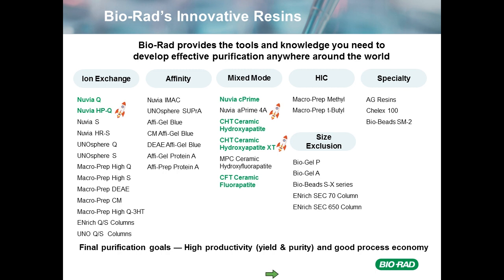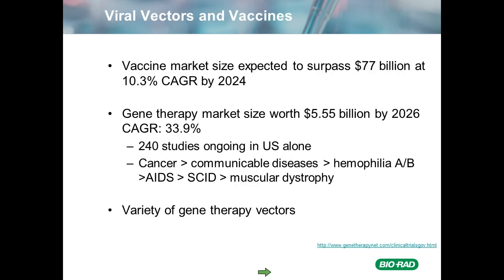Okay, so this slide shows a list of our resin offerings. You see they're grouped into categories. I won't bother reading through them. In green are the resins that we're going to talk about today, and the little rocket symbols indicate resins which have very recently been launched. So if you're unfamiliar with those, especially Nuvia A' 4A, you might want to contact your local process specialist.